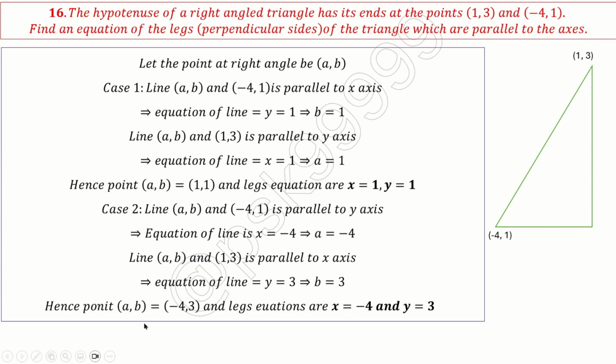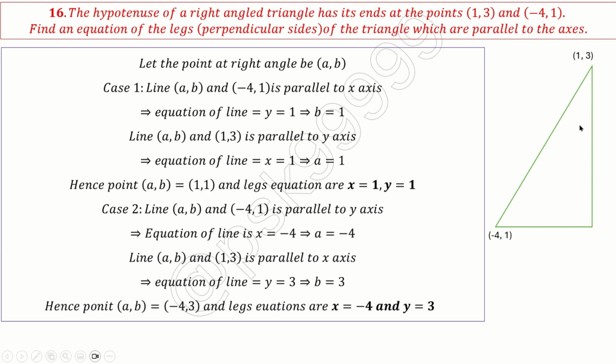Okay, you will get the point as minus 4 comma 3, x equal to minus 4 and y equal to 3. Now just have a look at the triangle. From looking at the triangle, you can actually answer it easily. If I consider this as x axis, this as y axis, what are my points? My points are y equal to 1, x equal to 3, x equal to 1. So this is 1 comma 1.